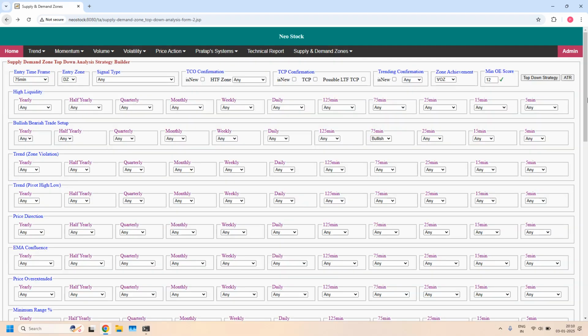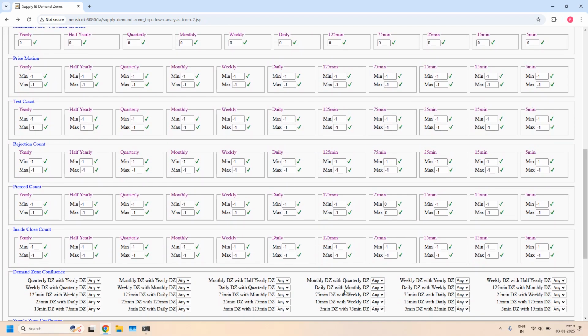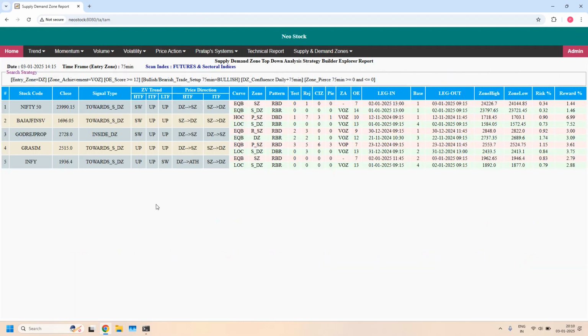First filter LTF and ITF demand zone confluence. That is 75 minutes demand zone with daily demand zone confluence. With this filter, the list is reduced to 5. So that means in these 5 stocks, these 75 minute supply zones are part of the daily supply zone. And daily trend is up in all these stocks.